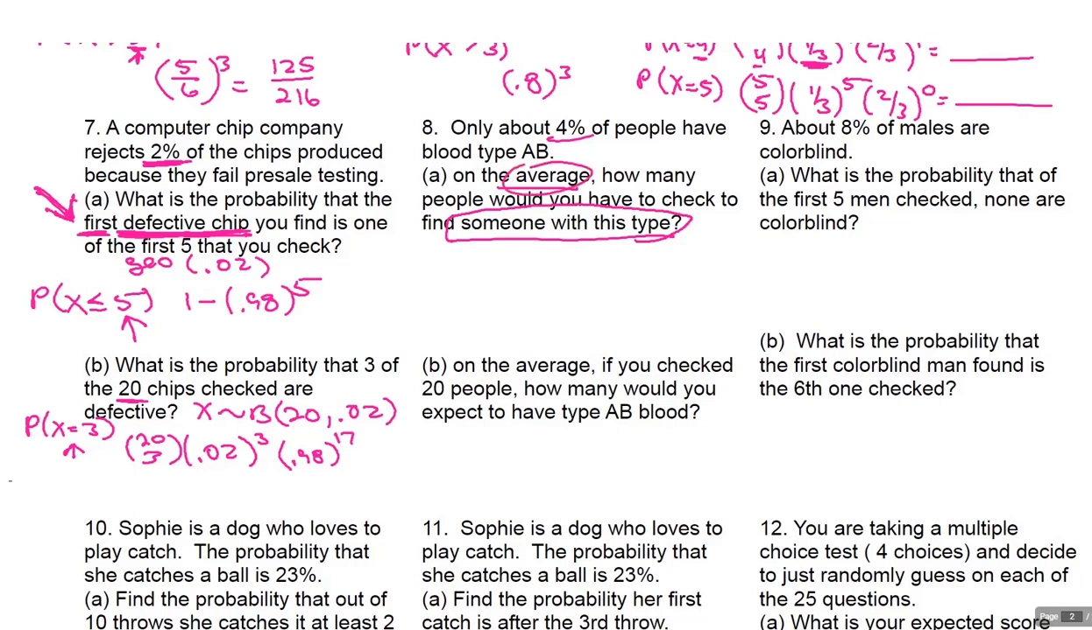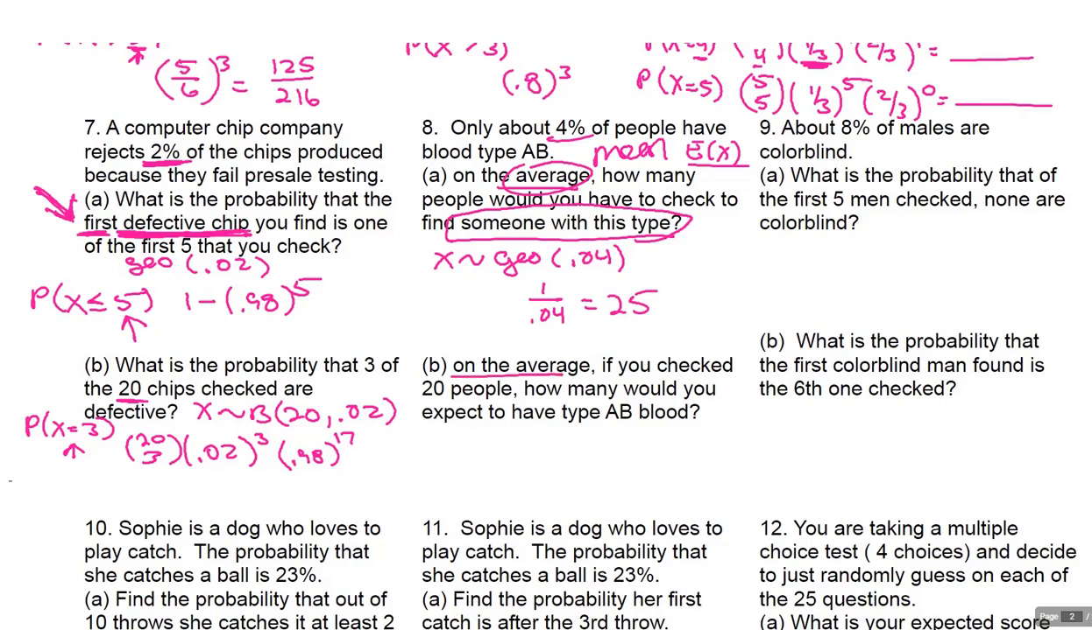And average is the same thing as mean, and mean is the same thing as expected value. How do you find the expected value for a geometric distribution? You do 1 divided by p. And so in this case, it's 1 divided by 0.04. What's 1 divided by 0.04? 25.